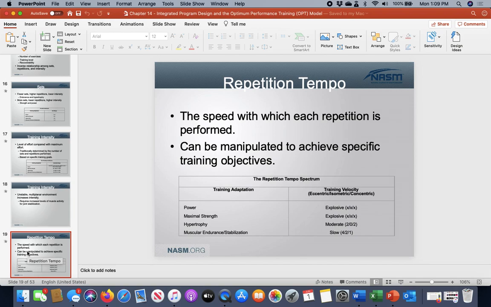Now, if that was a squat, this 4-2-1 would make sense because you're going to go 4 seconds lowered, hold 1, 2, and then 1 straight up. See, that's how that would work. But remember, it depends on what comes first in the movement. Is it eccentric or concentric?